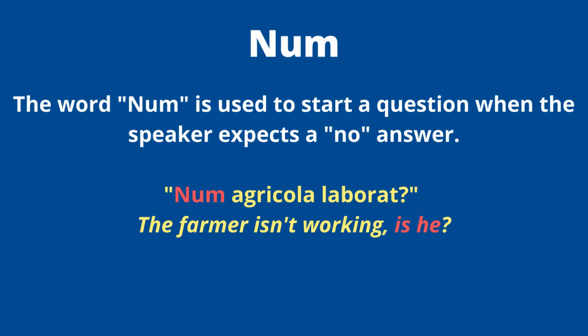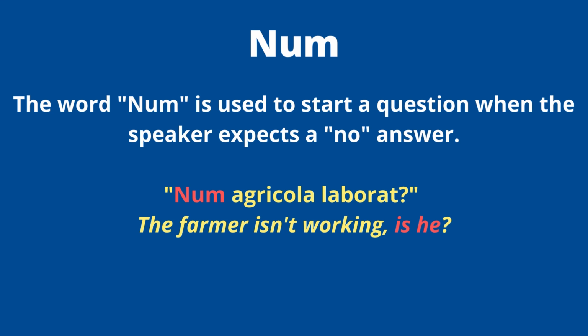The way you can translate is to put "is he?" at the end. For instance, you could say, the farmer isn't working, is he? The num gives that negation element, but it means you're expecting a no. So maybe someone said, oh, I gave the farmers the day off. And then you hear about a farmer, and you say, wait, the farmer isn't working, is he? You're expecting them to say no, and then you can be like, oh good, I figured he's not going to be working.